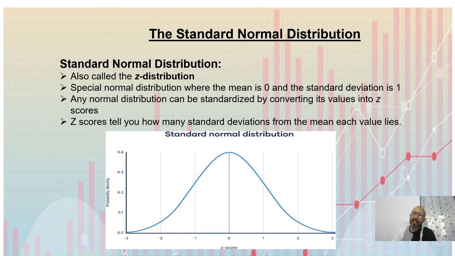Coming to standard normal distribution, also called Z distribution, a special normal distribution where the mean equals 0 and standard deviation is 1. Any normal distribution can be standardized by converting its values into Z scores. A Z score tells you how many standard deviations from the mean each value lies.